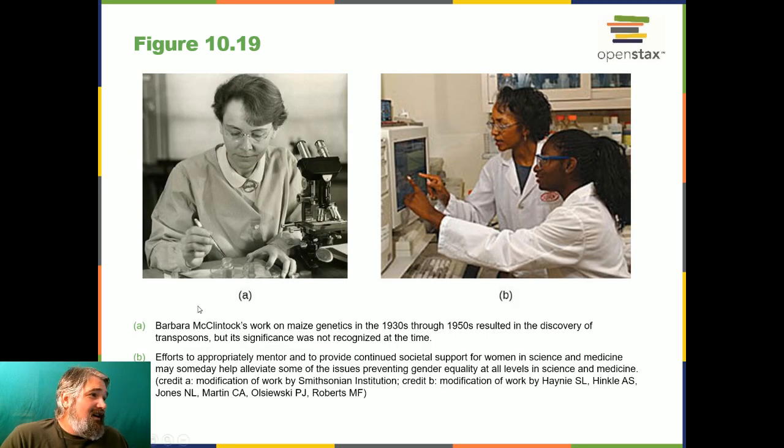Now, Barbara McClintock, I think I mentioned her before. Her work on maize genetics in the 30s through the 1950s resulted in the discovery of transposons. We didn't recognize the significance at the time.